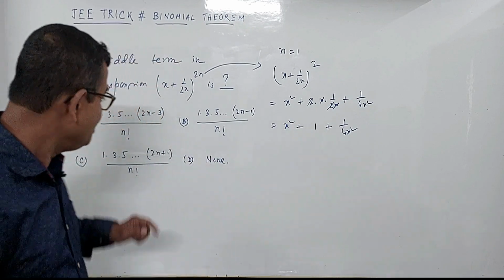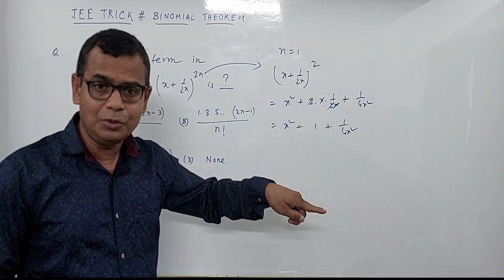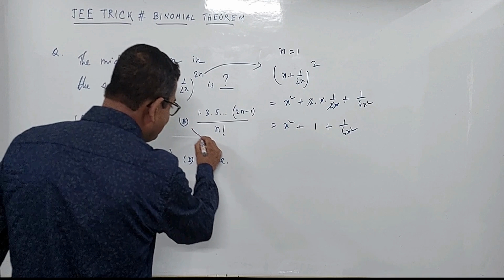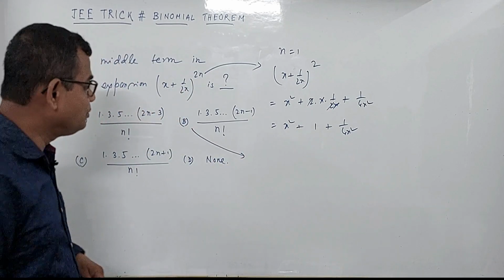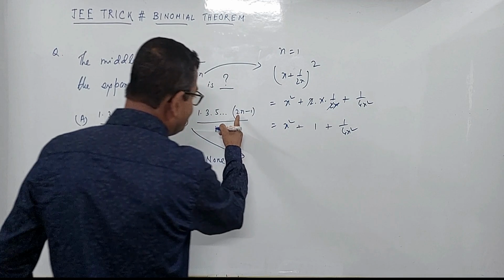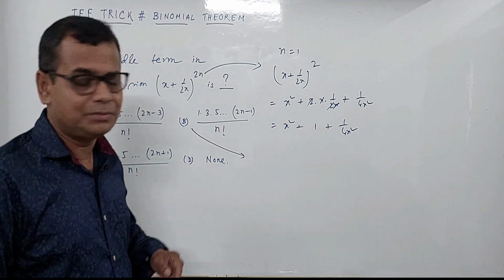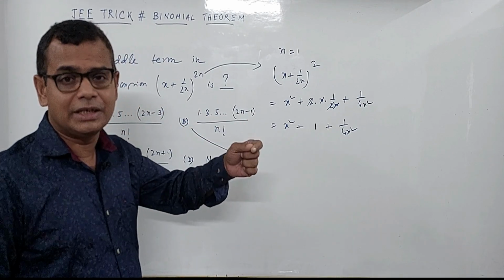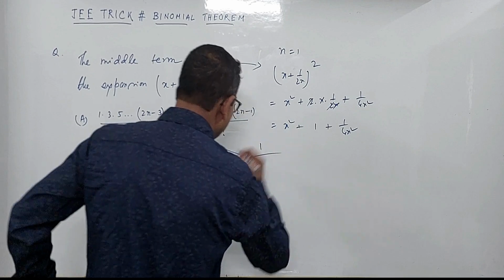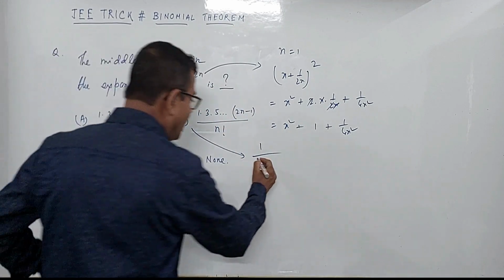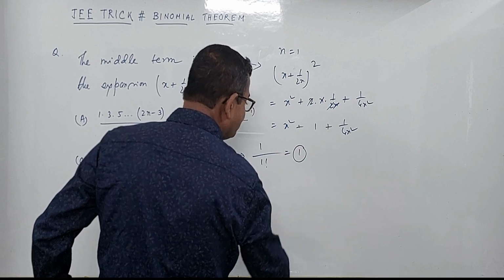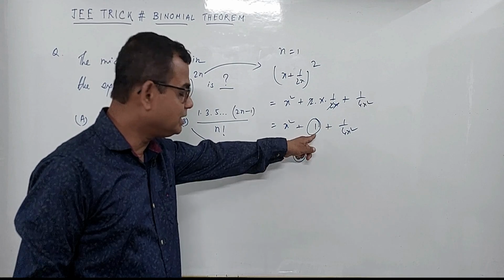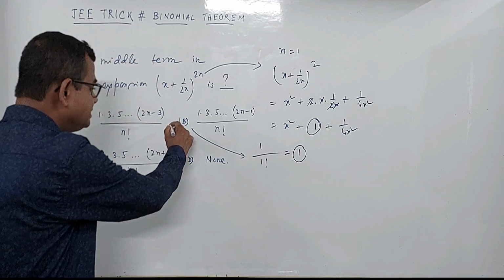Now we have to check which of the following four options gives the value 1 for n equal to 1. So if we put in option B n equal to 1, we get 2 × 1 − 1, that is 2 − 1, that is 1. So in the numerator only we get the term 1, and by factorial n, that is 1 factorial, so we get 1 here. Now the middle term is 1 and this option matches with this one. So B is the right answer.